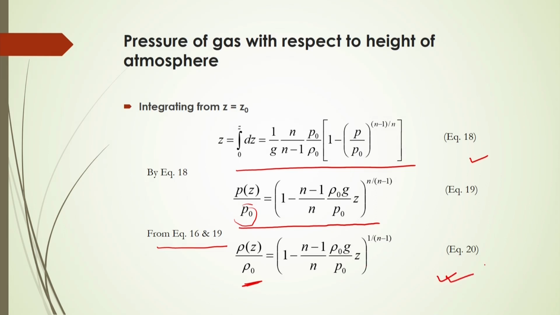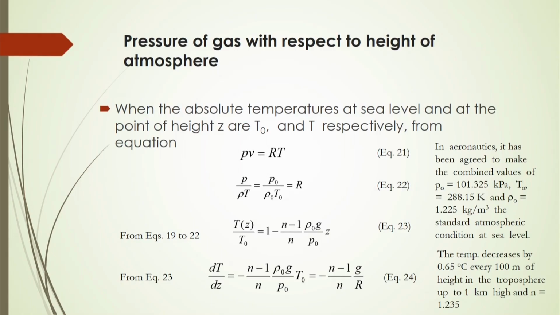So, by equations number 19 and 20, you can calculate what should be the pressure at a certain height and what should be the density at a certain height, respectively. And pressure of gas with respect to height of atmosphere.